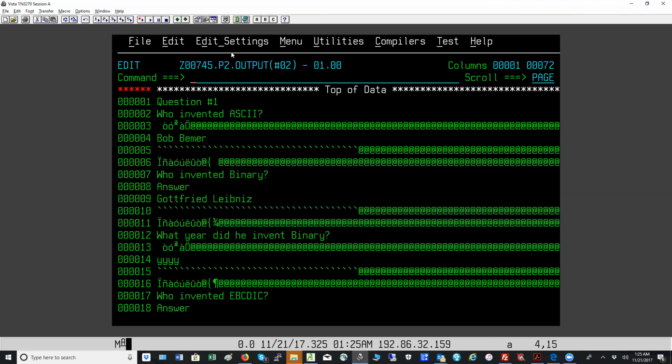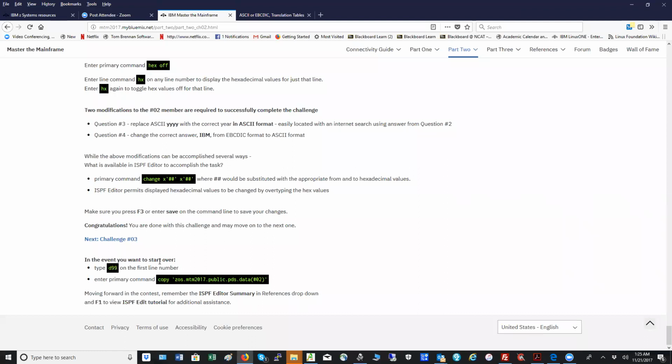You see those 4 Y's there on line 14. You have to find the number from the internet. I'm not going to tell you what the answer is. I know what it is, but you've got to look that up yourself. Gottfried Leibniz invented binary, and you have to put the year in here. I'm not going to put the year. I'm just going to put 2017, which we know is incorrect. And you just overtype it. That's the question 3 solution.